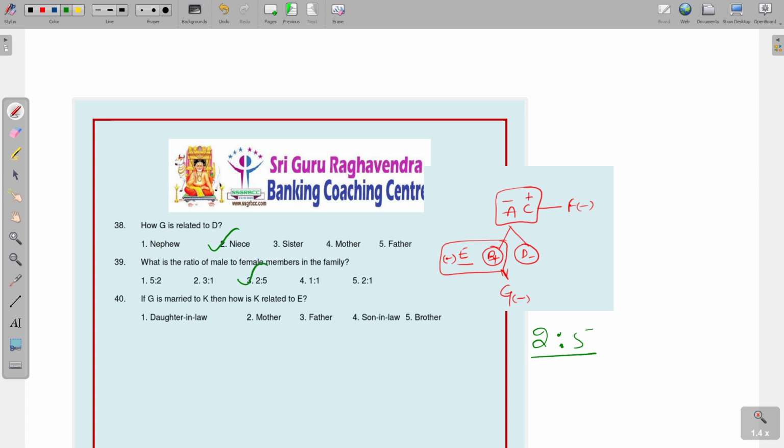G is married to K. So if G is married to K, K is the husband of G. Then how is K related to E? So K here and E here. Obviously K is the son-in-law of E.